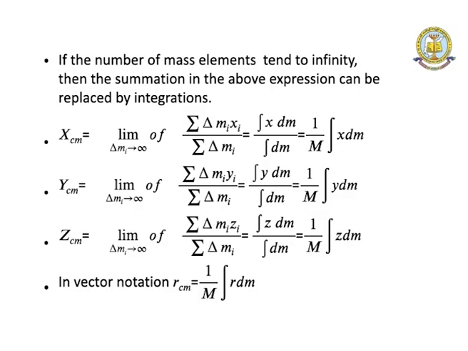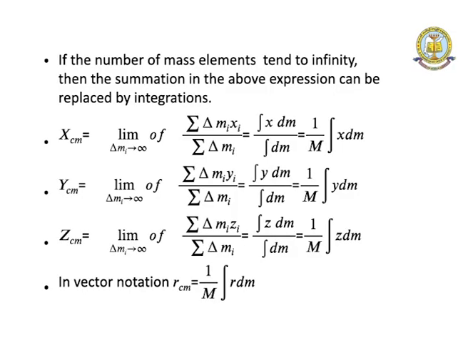XCM, YCM and ZCM. If the number of mass elements tends to infinity, then the summation in the above equation is replaced by integration. So XCM is equal to the limit of delta mi tending to infinity of the summation of delta mi xi by the summation of delta mi, where the summation is replaced by the integral.